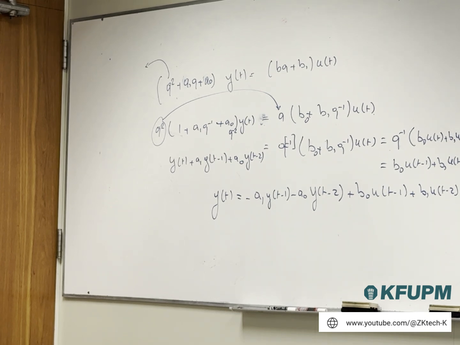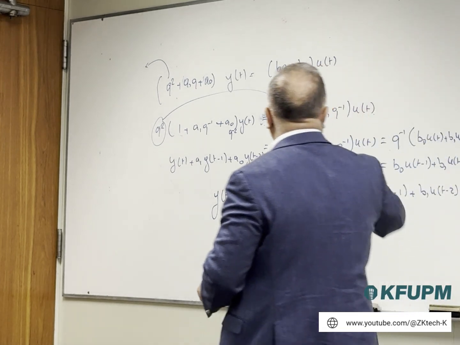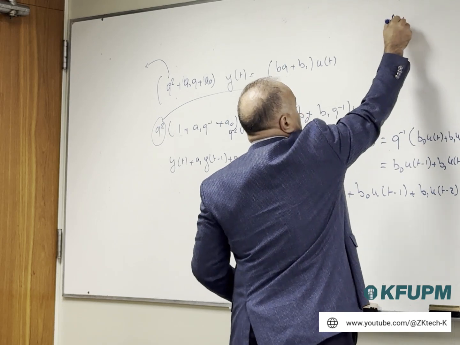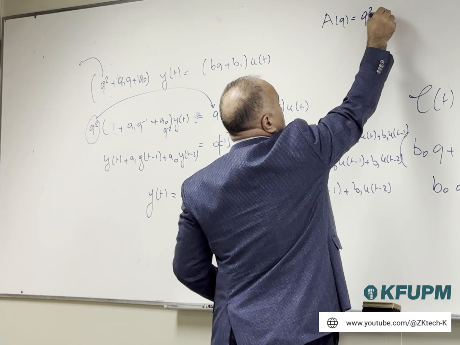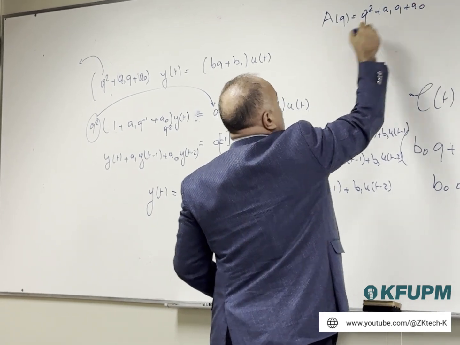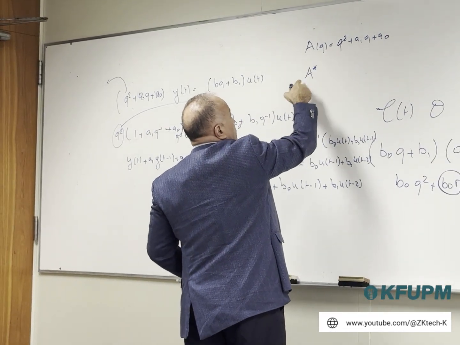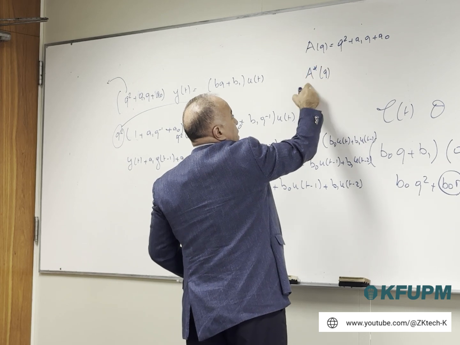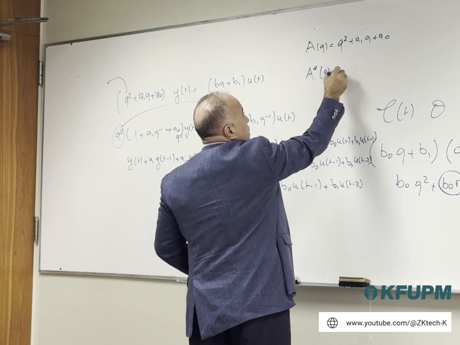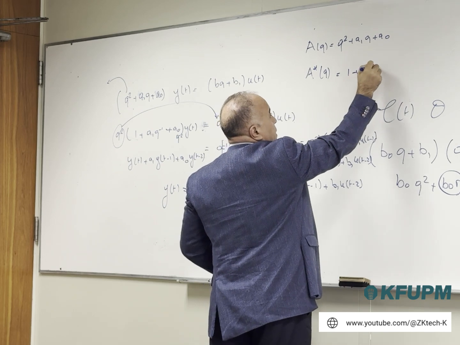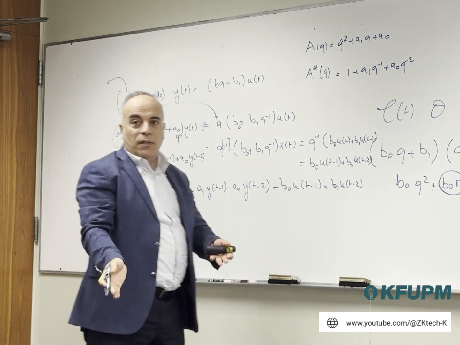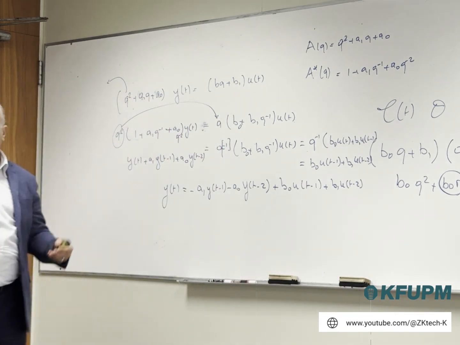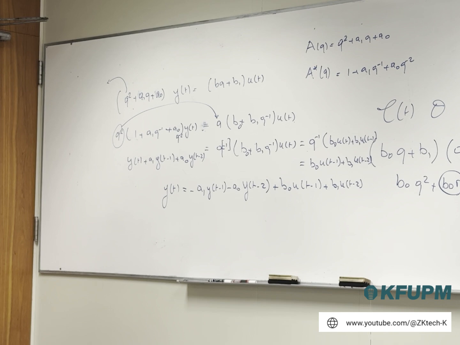So for us, in order not to be confused, we are going to put a star. For example, if I have a of q equal to q squared plus a1 q plus a0, I'm going to say a star, as a function of q or q minus 1, the way you want, is equal to 1 plus a1 q minus 1 plus a0 q minus 2. So I took everything out as q as a factor, I generated a star. Everybody is okay with this? Yes.